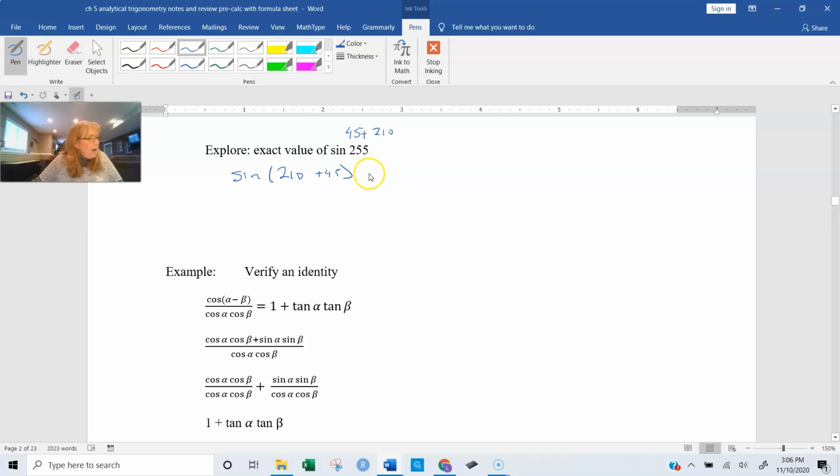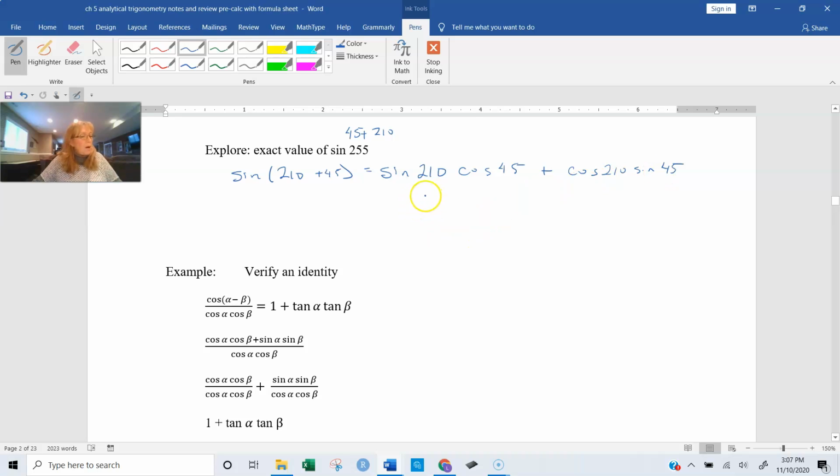Okay, and you're going to do, whoops, I tried to write an S and I wrote a 2. What's going on here? The sine of 210 times the cosine of 45 plus the cosine of 210 times the sine of 45. Okay, I hope you did a good job here.